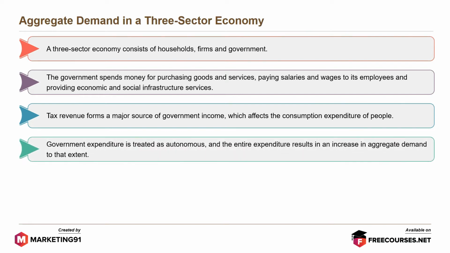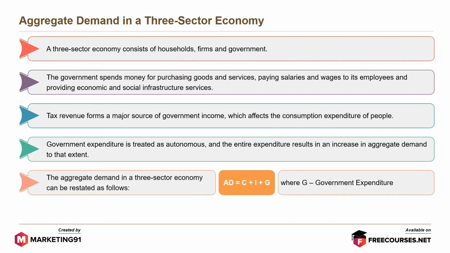Government expenditure is treated as autonomous, and the entire expenditure results in an increase in aggregate demand to that extent. The aggregate demand in a three-sector economy can be restated as AD equals C plus I plus G, where G is government expenditure.